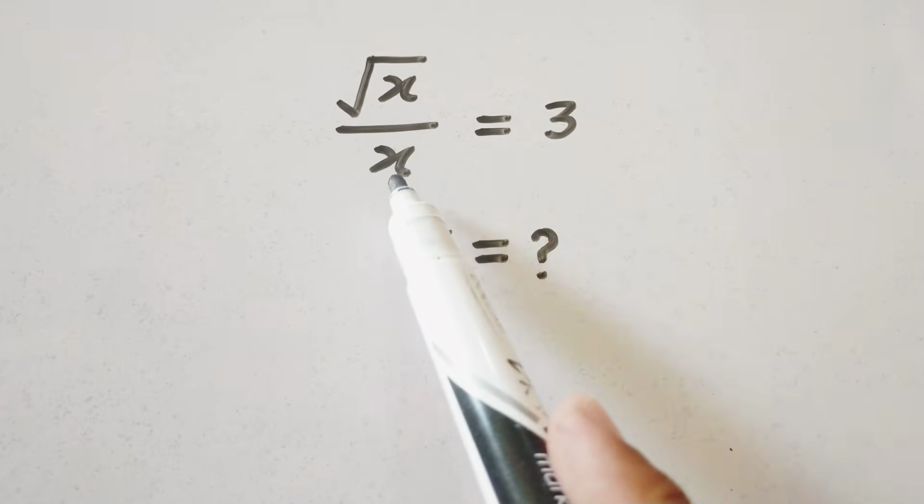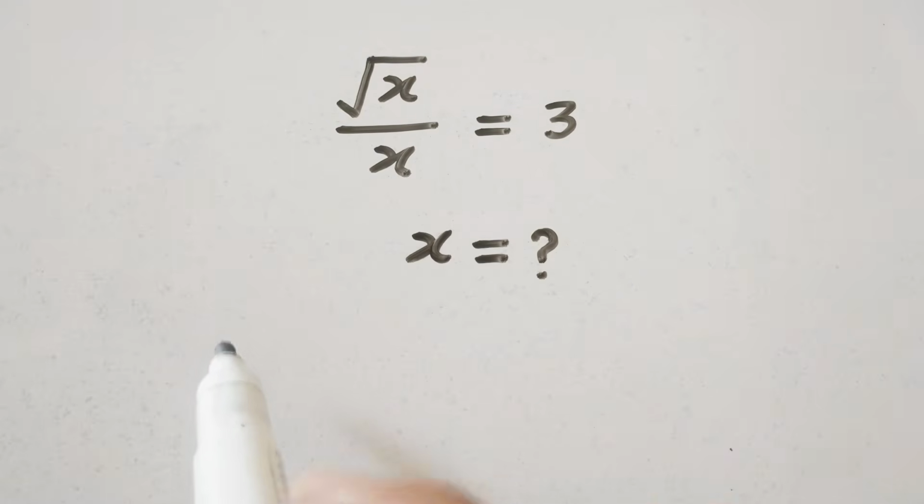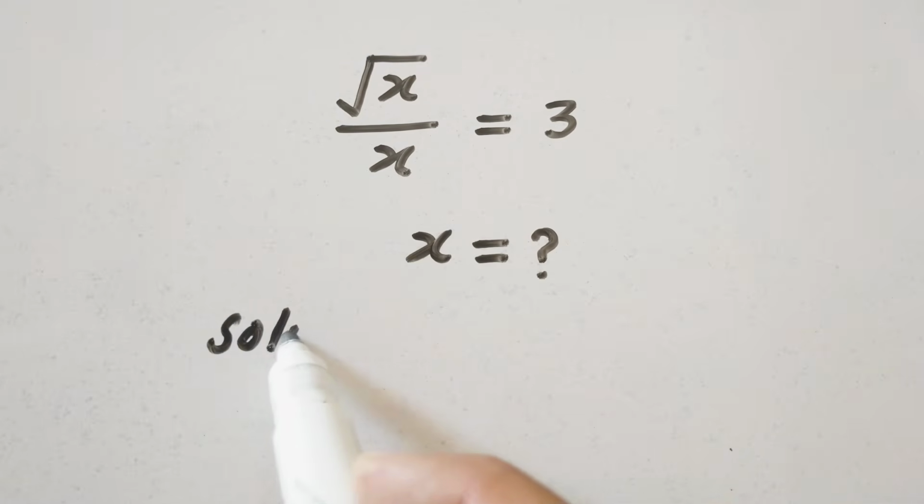Square root of x divided by x is equal to 3. Let's come to the solution. We will find out the value of x by different methods. Let's try the first method.